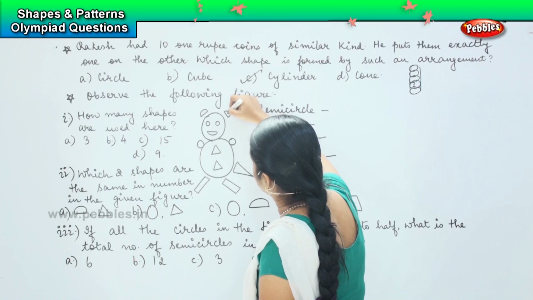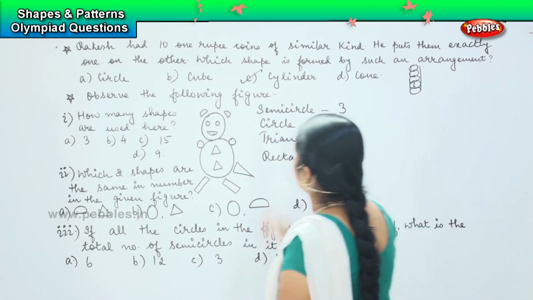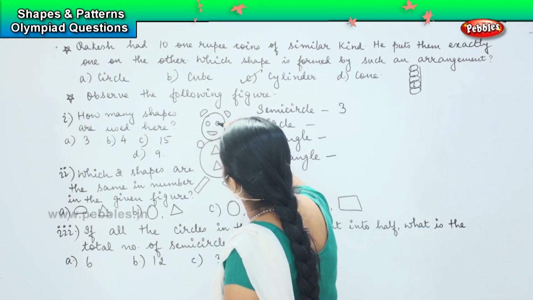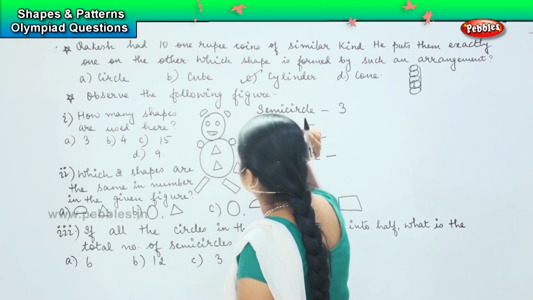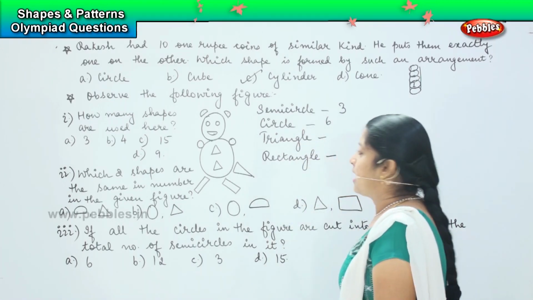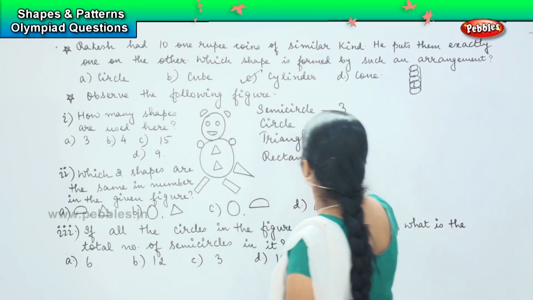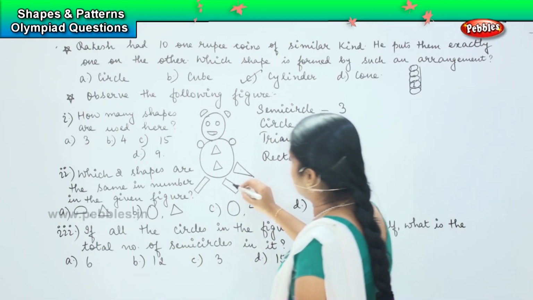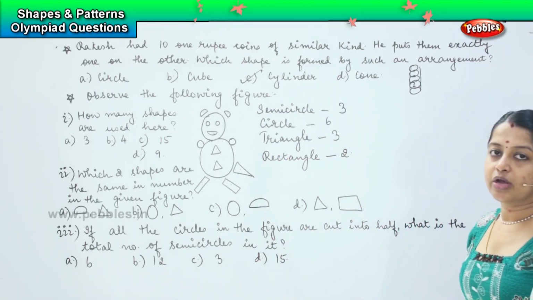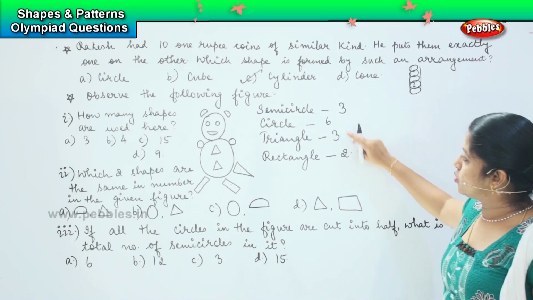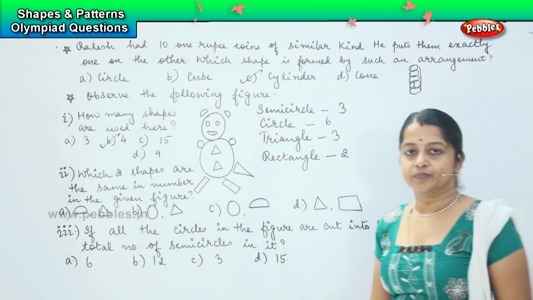So let me count how many semicircles are there. It's 1, 2 and 3. So I have 3 semicircles. How many circles do I have? It's 1, 2, 3, 4, 5 and 6. So I have 6 circles. How many triangles do I have? 1, 2 and 3. So I have 3 triangles, and how many rectangles? 1 and 2. Okay. So how many shapes are used here? 1, 2, 3 and 4. So which is the right answer here? It's option B, 4. Clear?